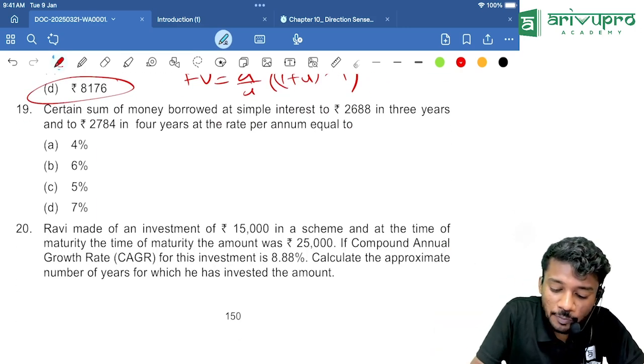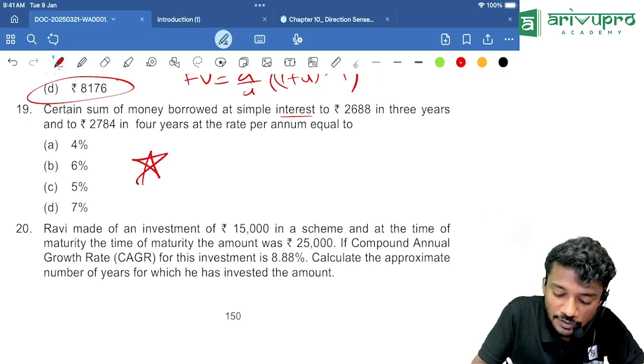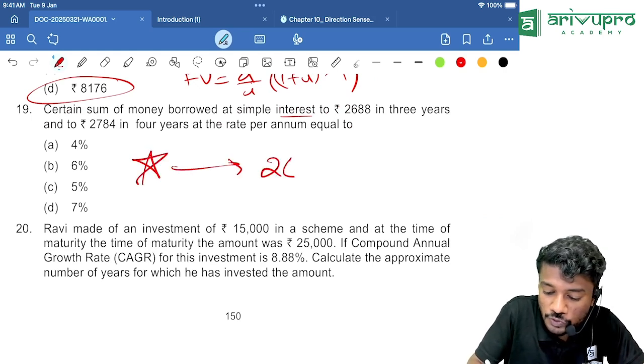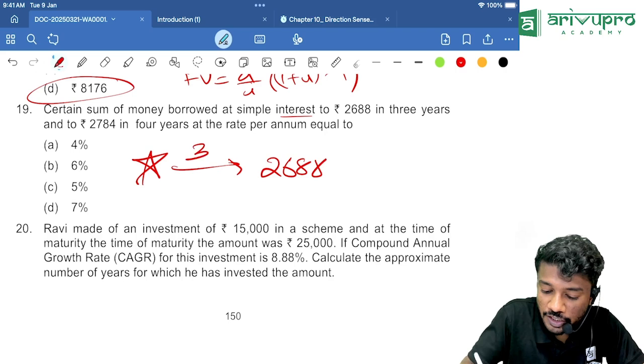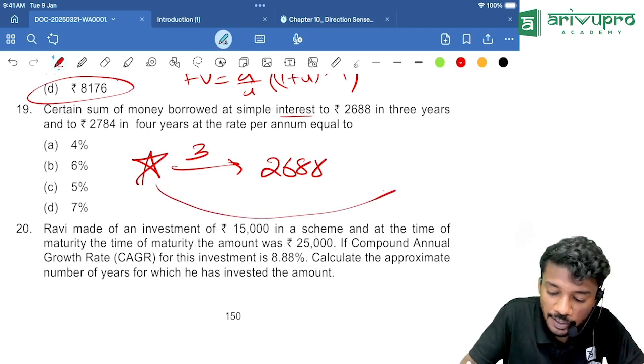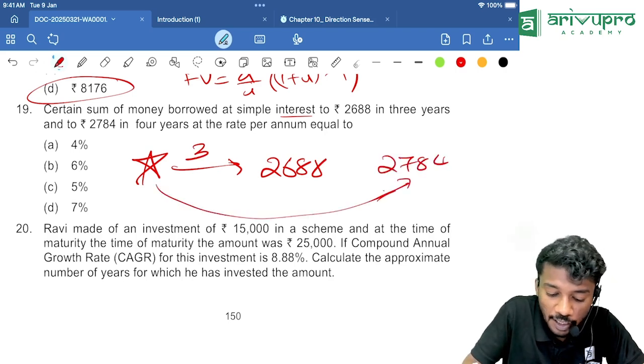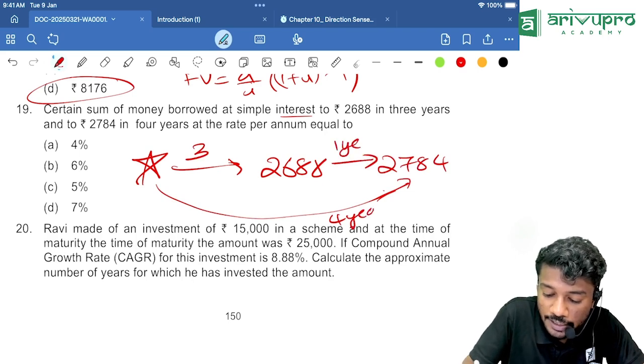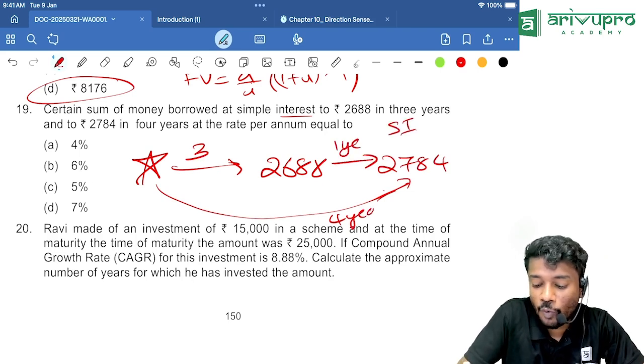A certain sum of money is borrowed at simple interest. The sum becomes 2688 in how many years? 3 years. And it also becomes 2784 in how many years? 4 years. That means the difference here is how much? 1 year. So the simple interest for 1 year is how much?